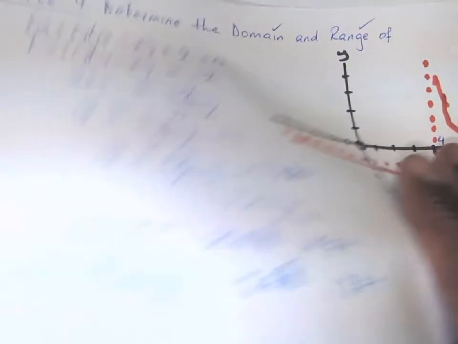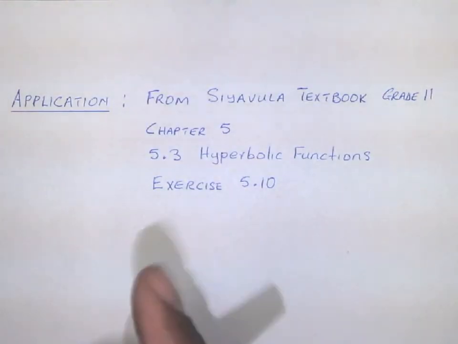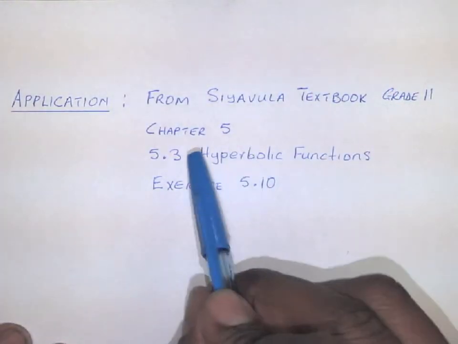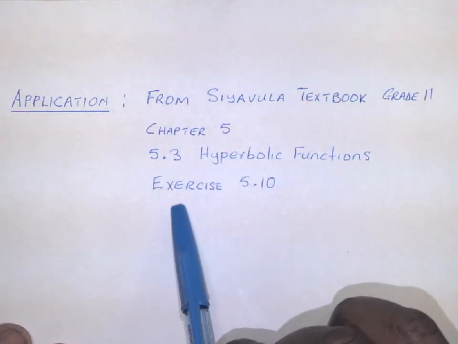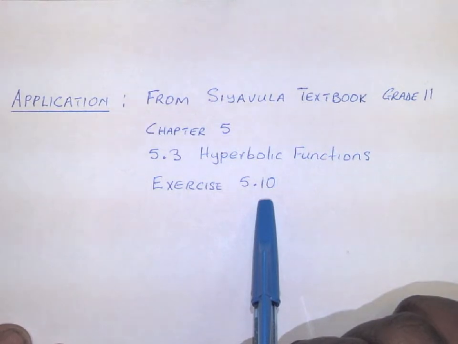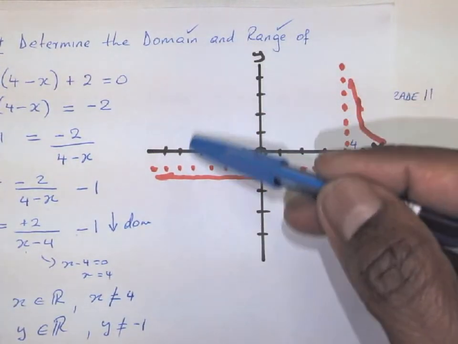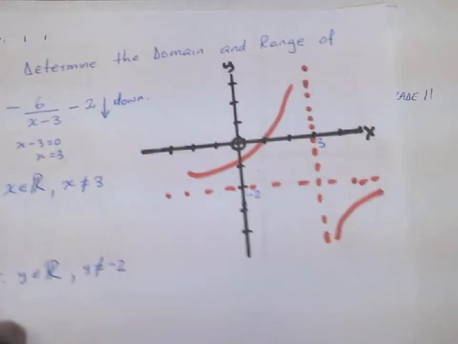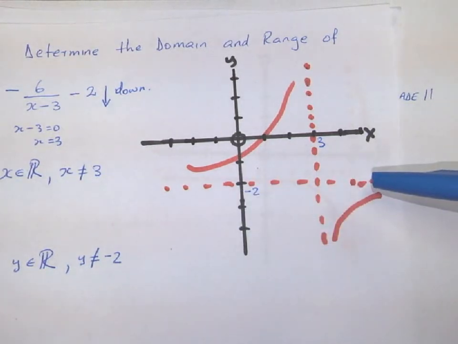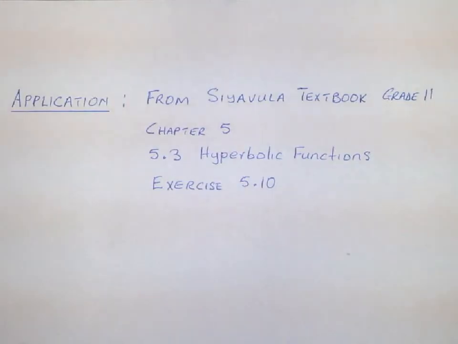All right, let's look at what you can do from your Siyavula textbook, grade 11, chapter 5, section 5.3. It says hyperbolic functions. Just do exercise 5.10. Although in the textbook they don't say sketch the graphs as I did, this makes things easier for you to see if the graph has been drawn for you. Otherwise, if you don't draw them, we won't see where the asymptotes are, and then you may make mistakes. So draw the graphs so that you've got a sketch, and then you can answer the questions. Okay, good luck, ladies and gentlemen.